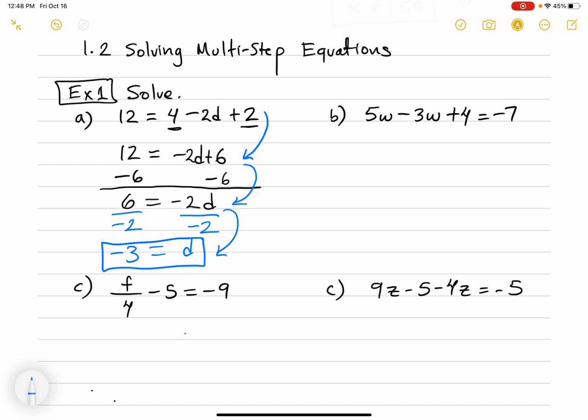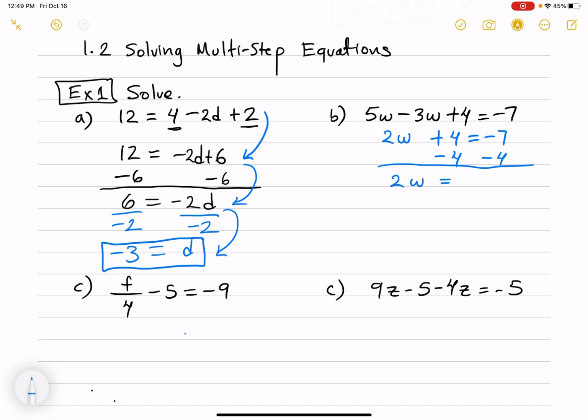Okay, so example 1b is similar, but instead of combining just numbers, in this case we're going to combine the 5w and the 3w. And so here we're going to get 2w, because, think about it as 5 apples minus 3 apples, you get 2 apples. We didn't do anything to that 4 yet. So we write the rest of it the way it is. In order for us to isolate the w, we need to start by subtracting 4 from both sides instead of adding 4. That's the inverse operation.